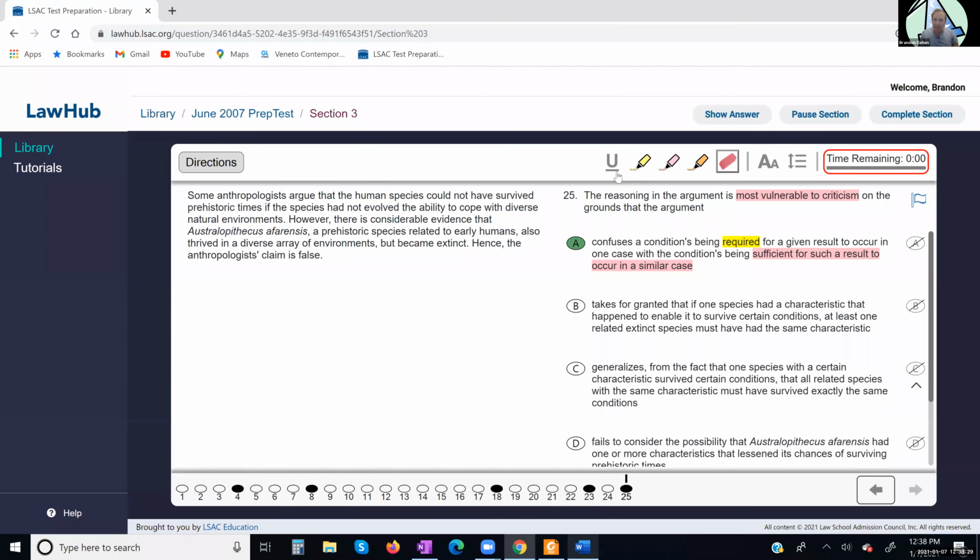Now, takes for granted is that necessary assumption language. So negating this, we would negate the then. At least one of the related extinct species must have had the same characteristics. So none of the extinct species had the same characteristics. Whether we had extinct species having the same characteristics or not is not relevant, because we already had an example of something that did go extinct and had those same characteristics. So whether there is at least one other related one is not relevant here.